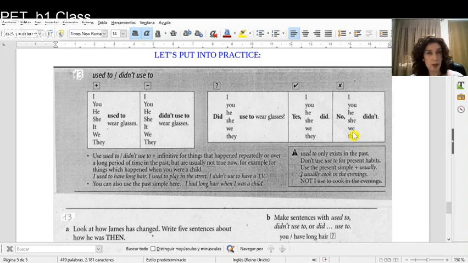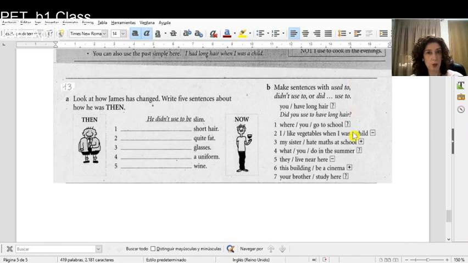Here at class today we are going to do exercise A, but you have to do exercise B, and I'll send you the keys. Os enviaré las respuestas del B. But we're going to do exercise A. Then, look at how James has changed.